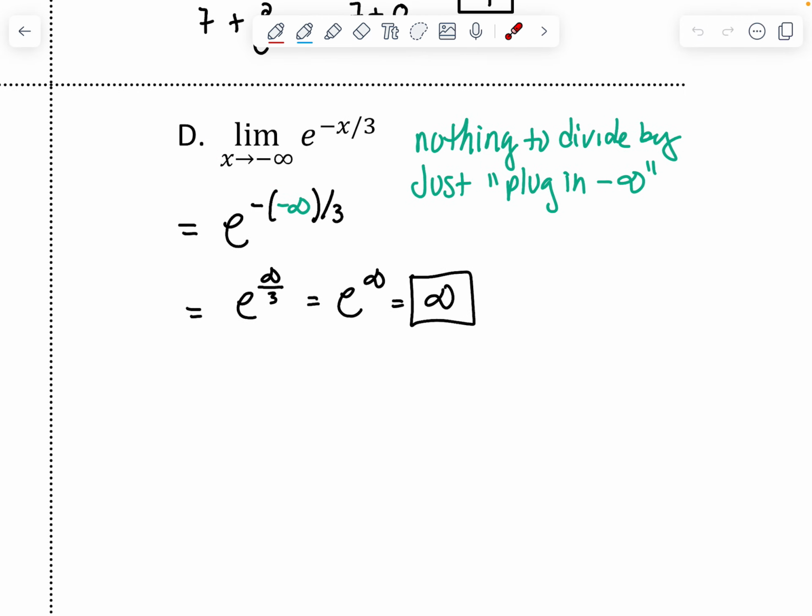Now, this last example, D, I don't have a denominator, so there's nothing to divide by. So I'll go ahead and plug in the value the limit is going to. Notice in this case, x is going to negative infinity. So I have the negative of negative infinity, which gives me a positive infinity. So it's really just e to the infinity, which we said is infinity.